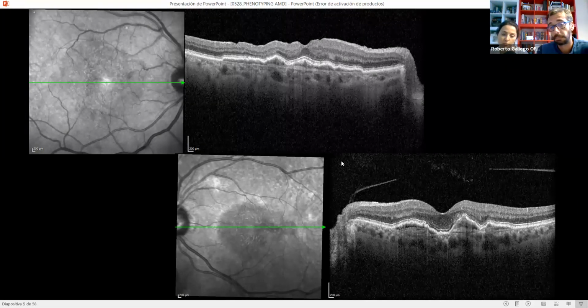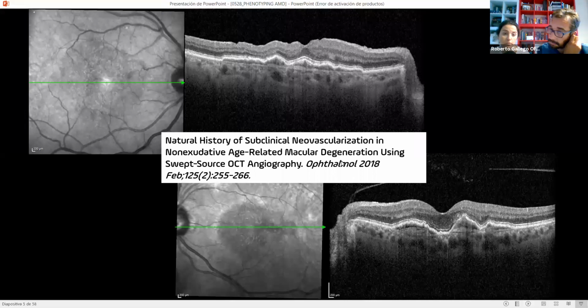Yeah, that's a good point to establish, because when we use treat and extend regimens, sometimes we see this kind of image, but we are undergoing treatment. But if there's no history of treatment, we have to think on intermediate AMD and subclinical or quiescent neovascularization with no exudation. So this is fitting in the intermediate. So the presence of neovascularization doesn't mean that you have advanced form of AMD. Is that right? Not always. Okay.